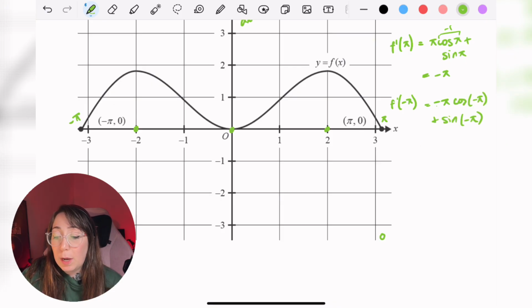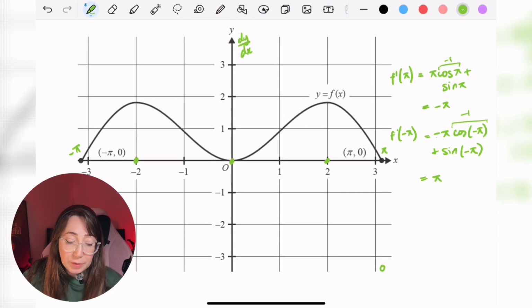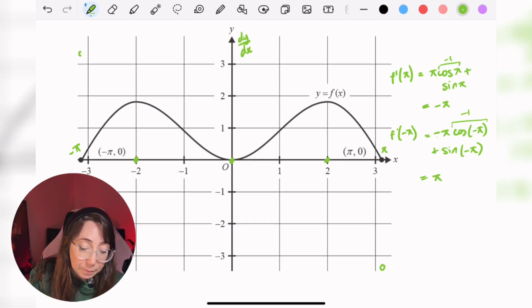Now sin of negative π remains 0. Cos of negative π is the same as cos of π, so that'll be negative 1. So now it's negative π times negative 1, which will be positive π. So that'll be somewhere up here.